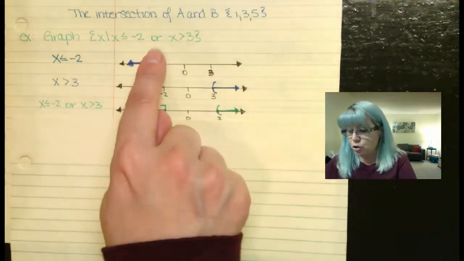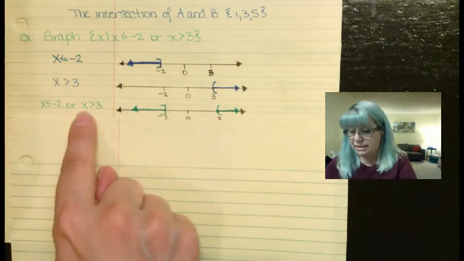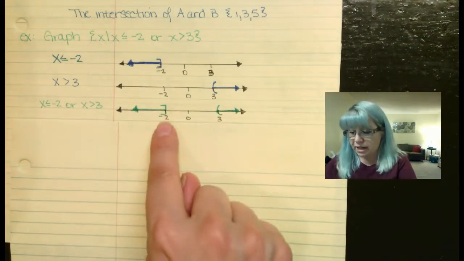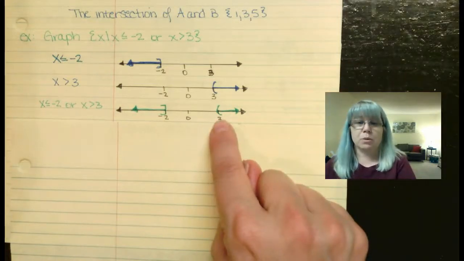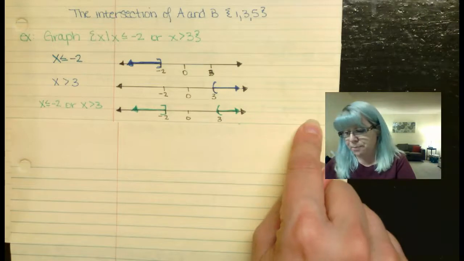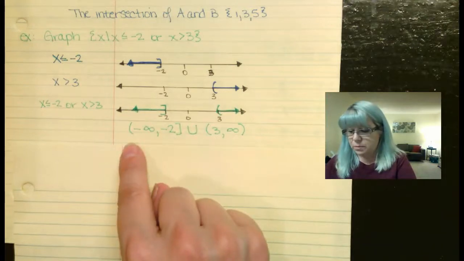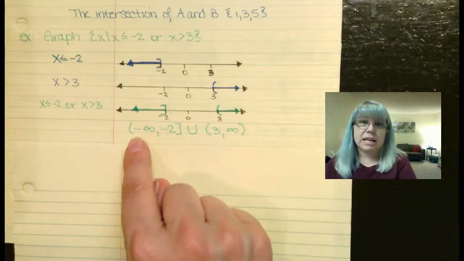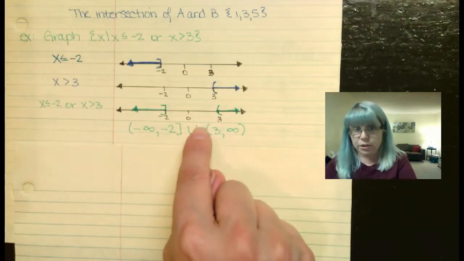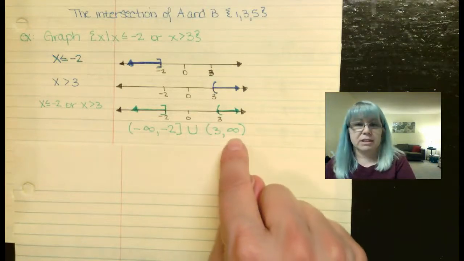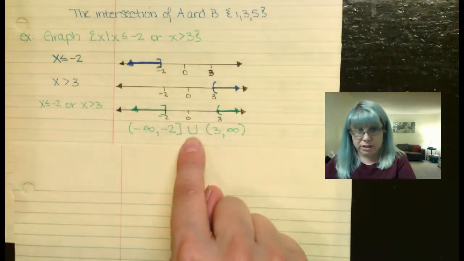Therefore, the union of x is less than or equal to -2 or x is greater than 3 is going to be the closed bracket on -2 pointing to the left, as well as the open parenthesis on 3 pointing to the right. In interval notation, it's going to be open parenthesis, -infinity, comma, -2, bracket, with a U standing for union, parenthesis 3, comma, infinity, parenthesis. Okay? So the U will stand for union.